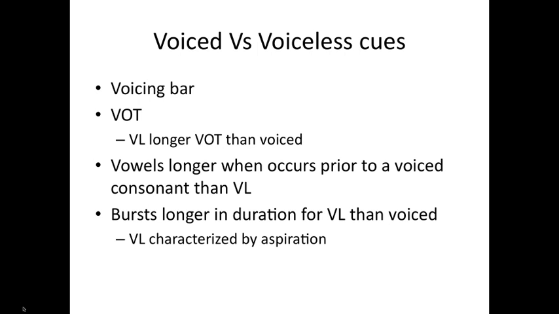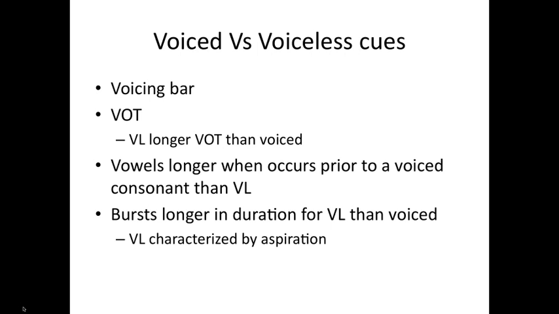Okay, and voiceless is characterized by aspiration, which is a kind of spike at the end of the release of the stop consonant. Okay, this is important because it's probably going to be on your exam. I'm going to ask you what some of the acoustic cues are to differentiate between a voiced and a voiceless consonant. Some of the cues here are the voice bar, which is seen in a voiced sound and not seen in a voiceless sound. VOT, which is longer for voiceless and shorter for voiced. Vowels are longer before a voiced consonant versus a voiceless consonant. And bursts are again longer in duration for a voiceless consonant than voiced. And voiceless has another added cue compared to voiced, which is the aspiration.